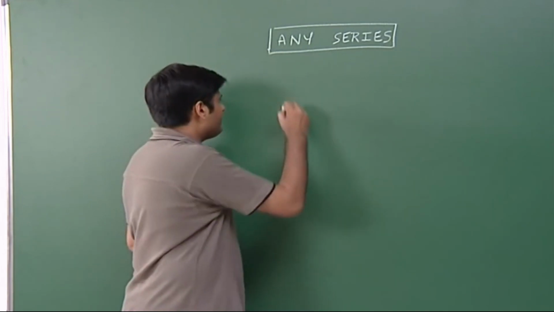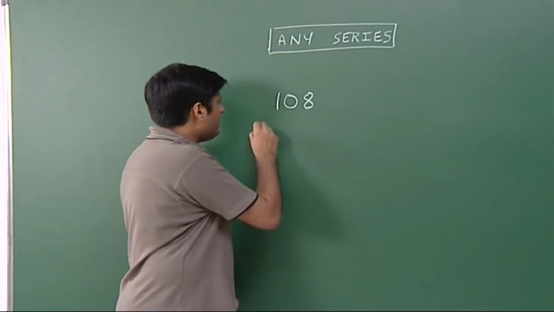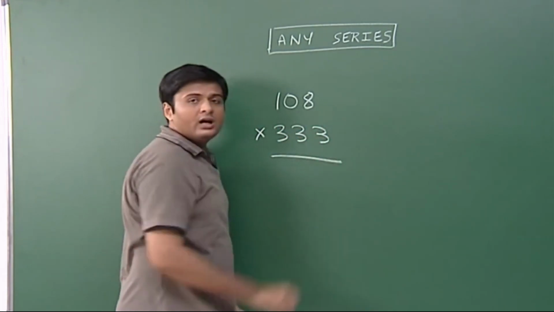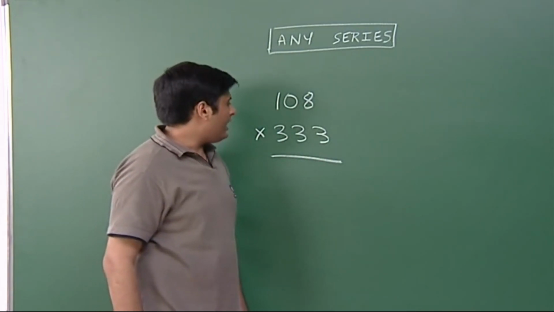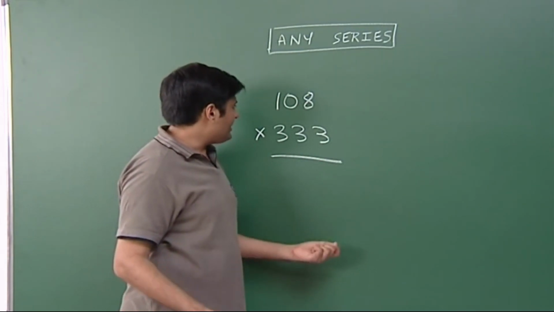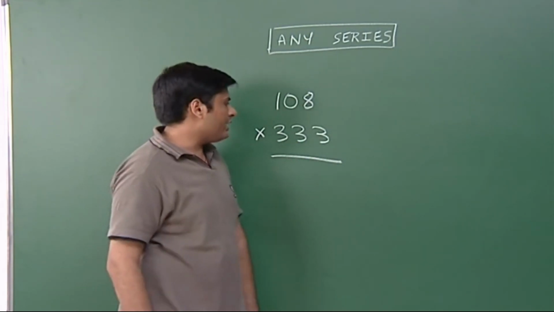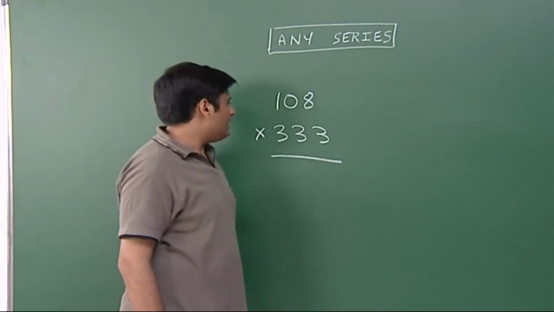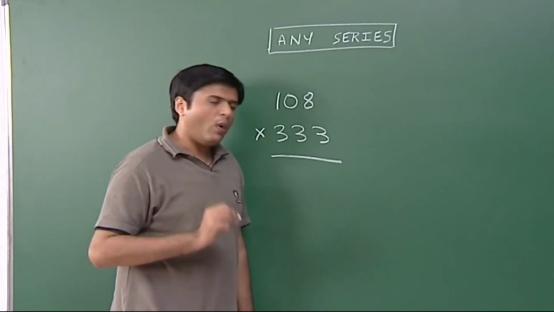Suppose I have to multiply, say, 108 by 333. Now, I have a series of 3's over here. Now, I want to multiply both these numbers, but I don't have a technique of series of 3. Either I can use series of 1 or I can use series of 9. Let us see what to do in this case. Suppose I want to use series of 1.